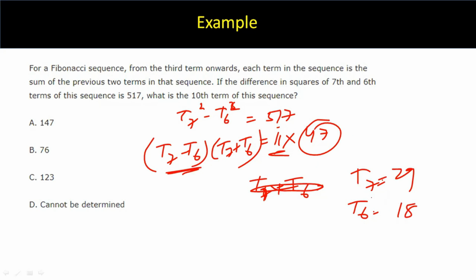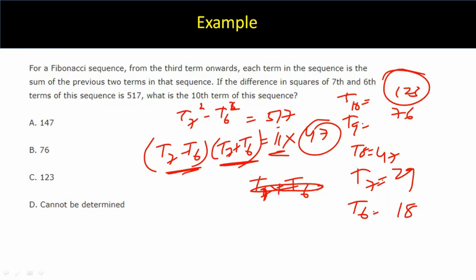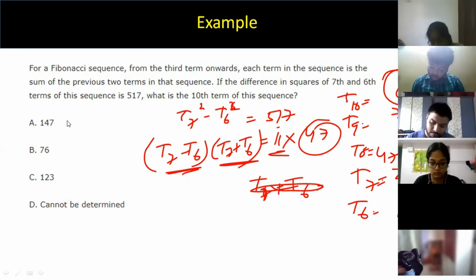Right? So now it's simple. It is a Fibonacci series. So T6 पता है, T7 पता है, T8 निकाल लो. 29 plus 18. You anyways know, right? T7 plus T6 is T8, which is 47. So this is 47. T9 कितना हो जाएगा? 47 plus 29, 76. T10 कितना हो जाएगा? 76 plus 47, 123 is your answer. Clear? You'll have to keep your ears and eyes both open in CAT, कि क्या पैटर्न बनता है.